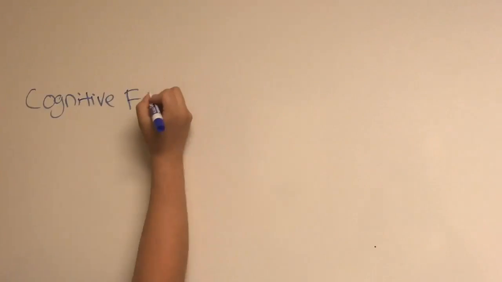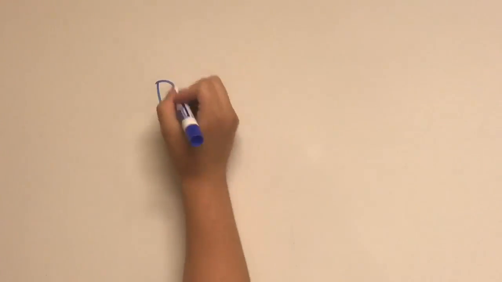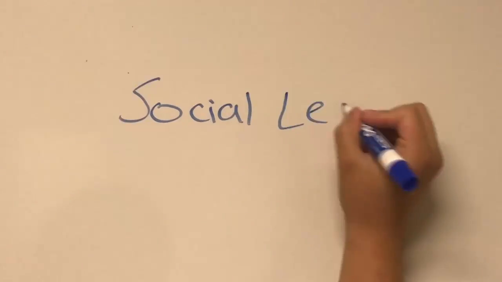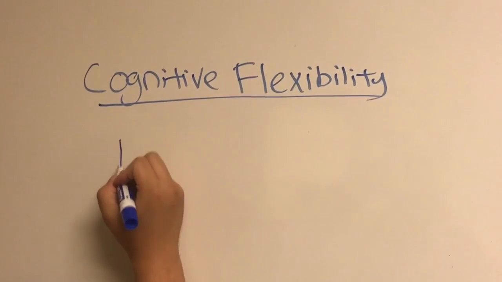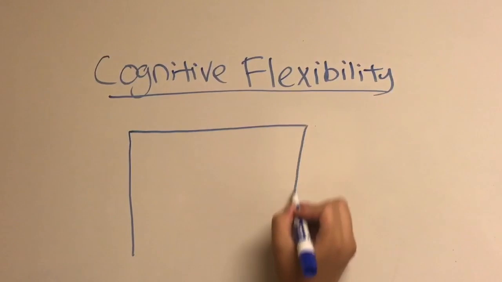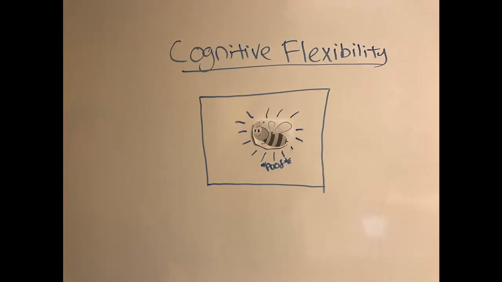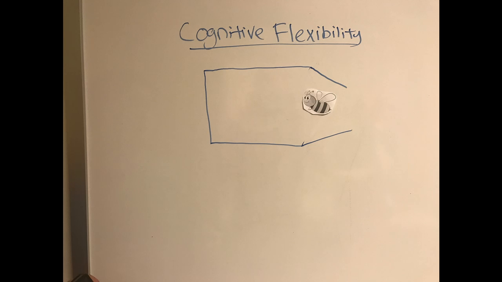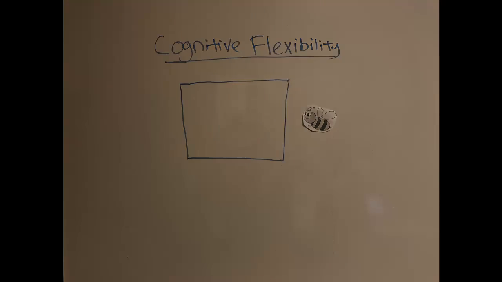The purpose of this study was to investigate the behavioral and cognitive flexibility of bumblebees, as well as how social learning impacts the development of new behaviors in bees. Cognitive flexibility is the ability of an organism to make the mental connections that allow or motivate it to perform new behaviors. It's basically the capacity of an organism to think outside the box.